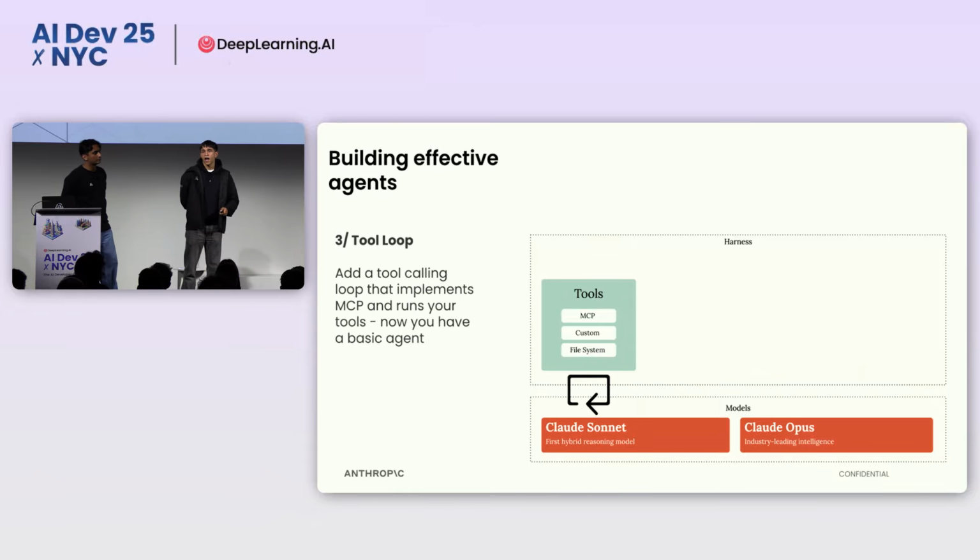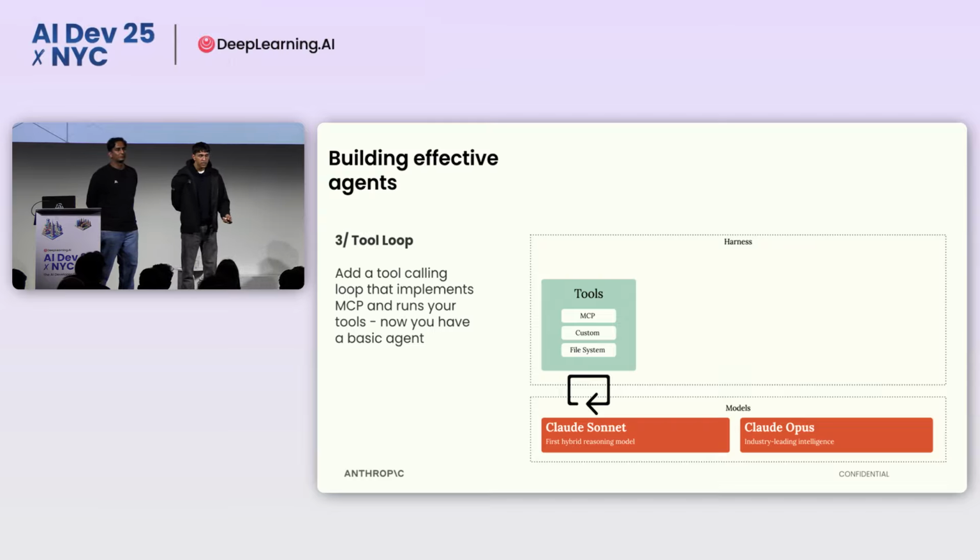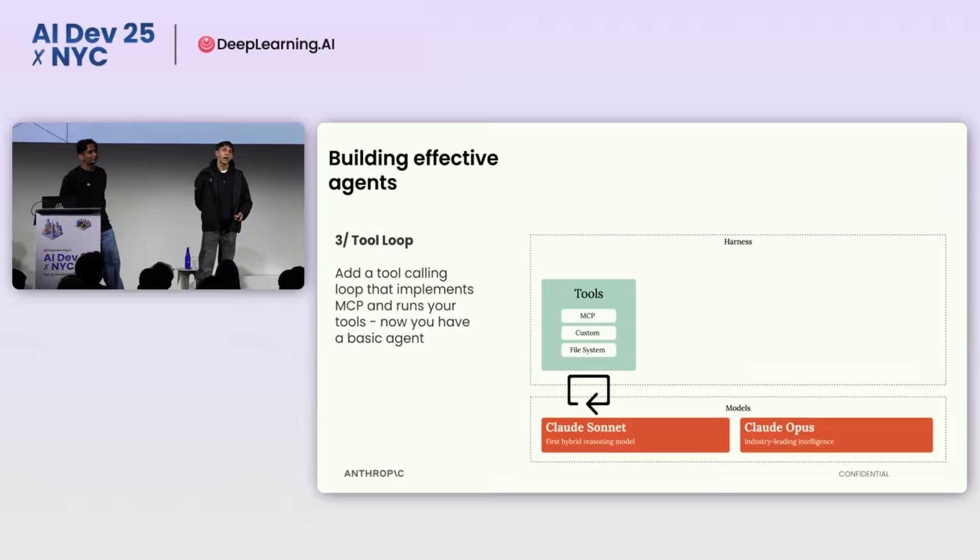Now, once you have access to these tools, you can build the most basic agent by literally just writing a simple loop, which is a bunch of tool calls in a chain. Right? It could be as simple as a basic while loop, and there you go, you have an agent.